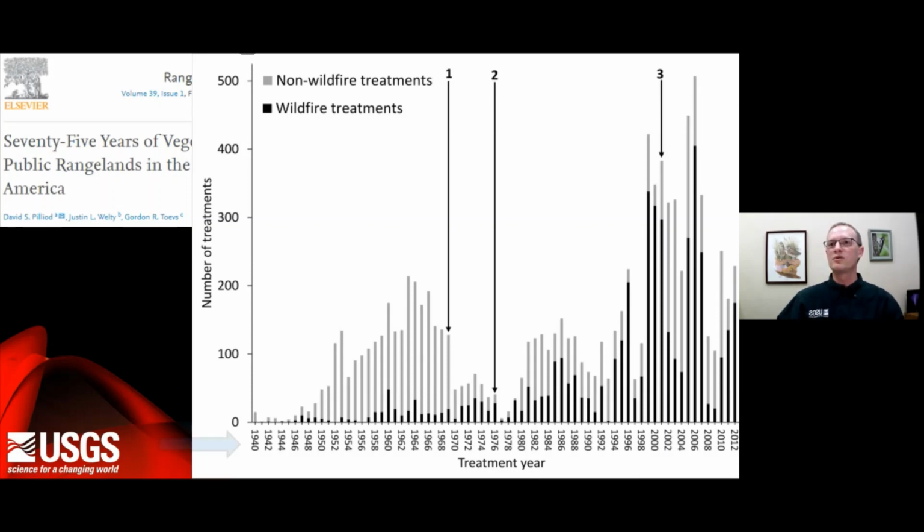In this figure, we have treatment year on the x-axis and a count of post-wildfire treatments in black and non-wildfire treatments in gray on the y-axis. What's fascinating is that you can see how legislation passed by Congress impacts the BLM's work at points 1 and 2, with the National Environmental Policy Act of 1969 and the Federal Land Policy and Management Act of 1976. At both of these points, we see a dramatic drop in the number of treatments conducted, as the BLM was required to adjust to new paperwork and policy requirements.